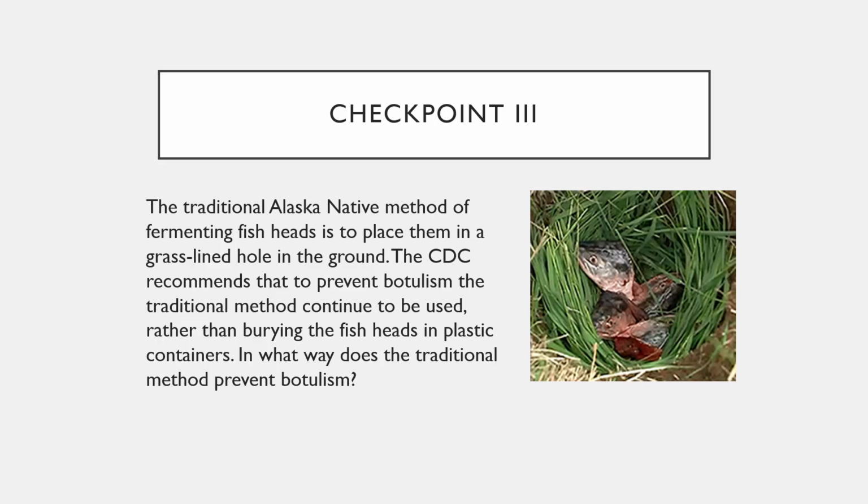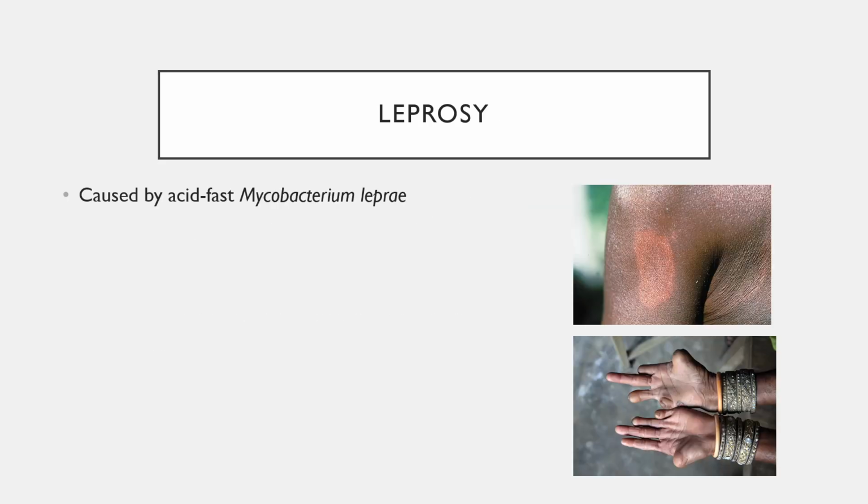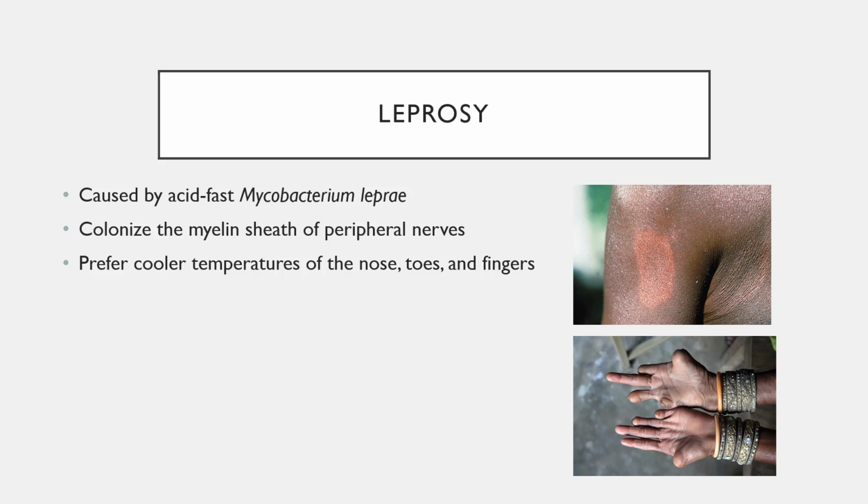This brings us to our final bacterial infection, which is leprosy, also known as Hansen's disease. It's caused by the acid-fast bacterium Mycobacterium leprae. So this is a species that has that waxy cell wall which offers additional layers of protection. They colonize the myelin sheaths that surround peripheral nerves, and they grow best at cooler temperatures. So not your core body temperature, but the cooler temperatures found in your nose and your toes and your fingers, which is somewhat lower than your core body temperature.